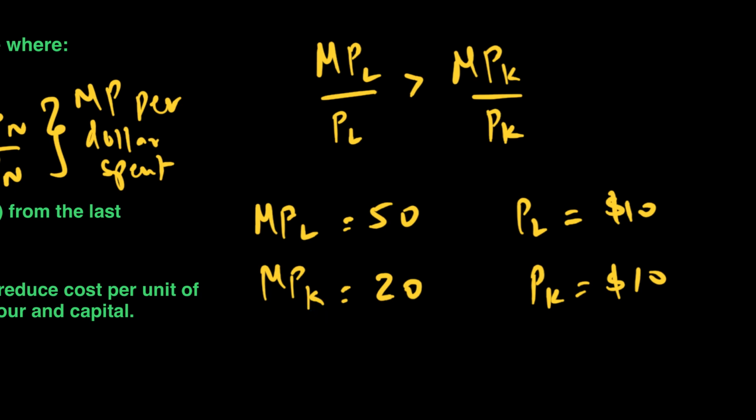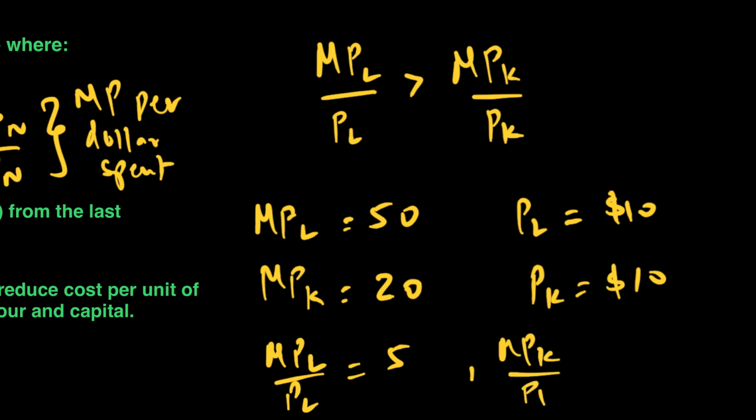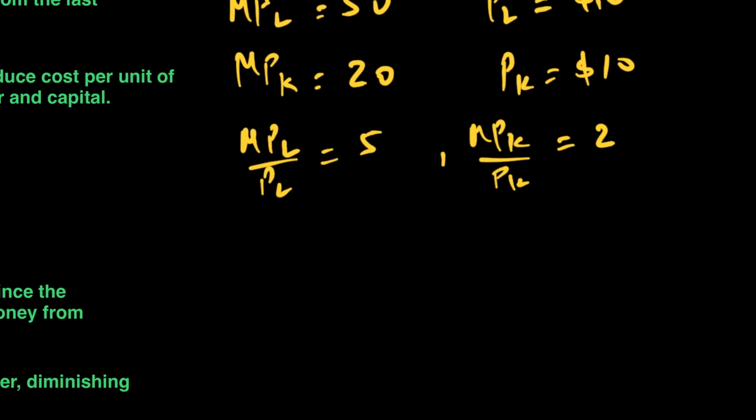So what should I do now? Well, the answer is that if I look at MPL over price of L, right now that is 50 over 10, which is 5, while MPK over price of K, that is 20 over 10, that's 2. Clearly I should have more labor and less capital.